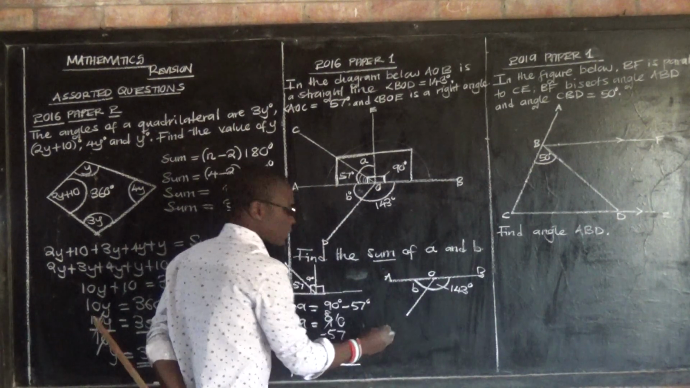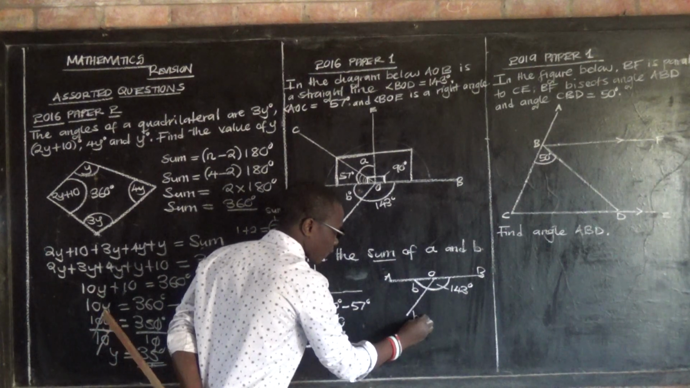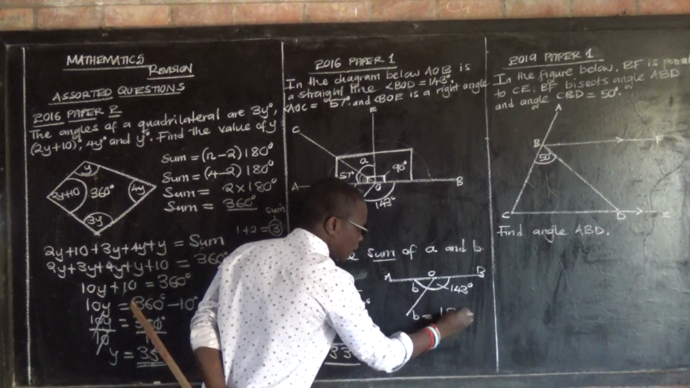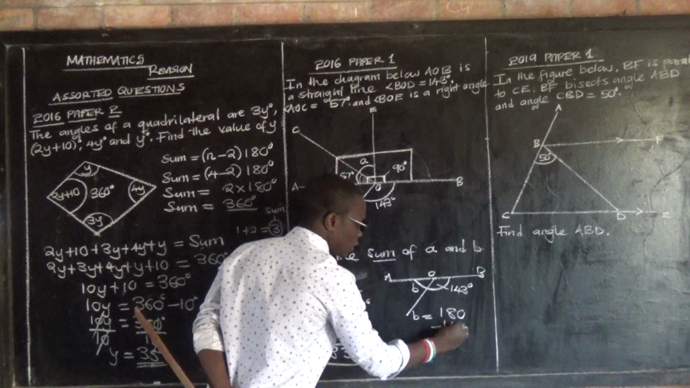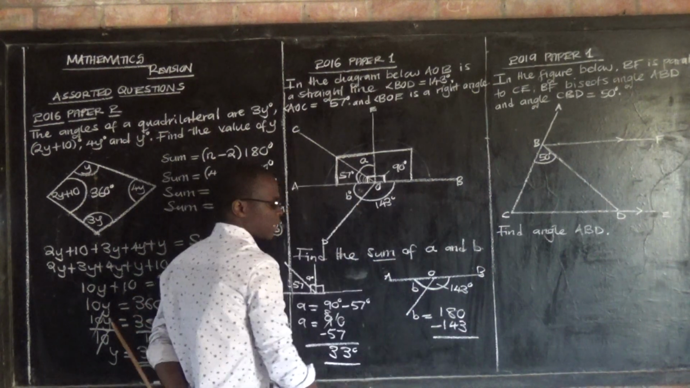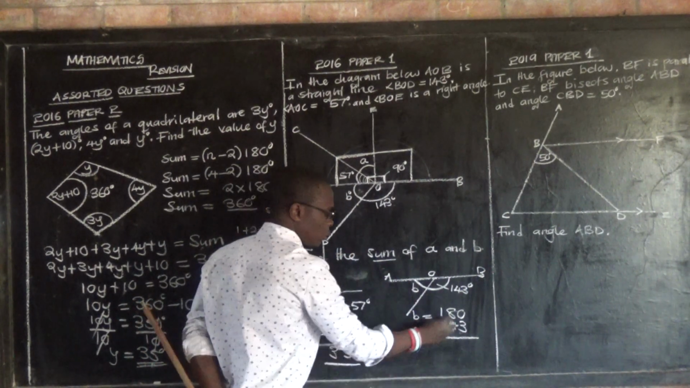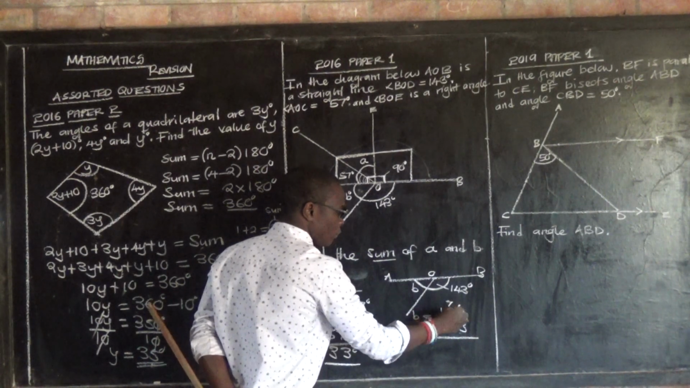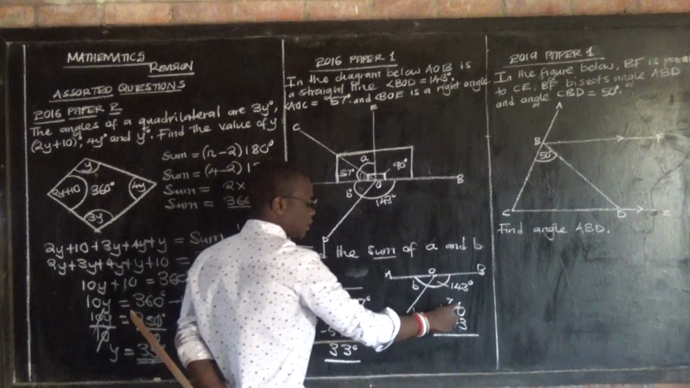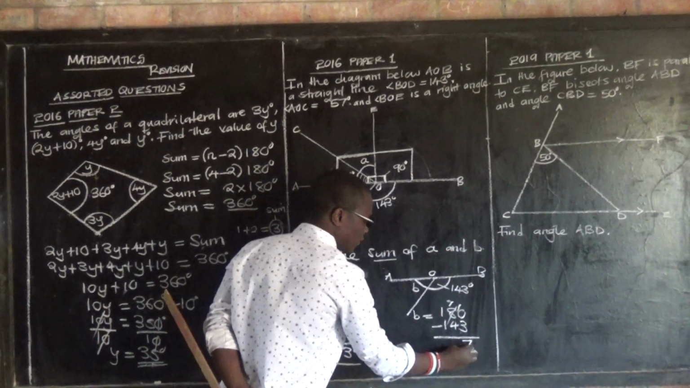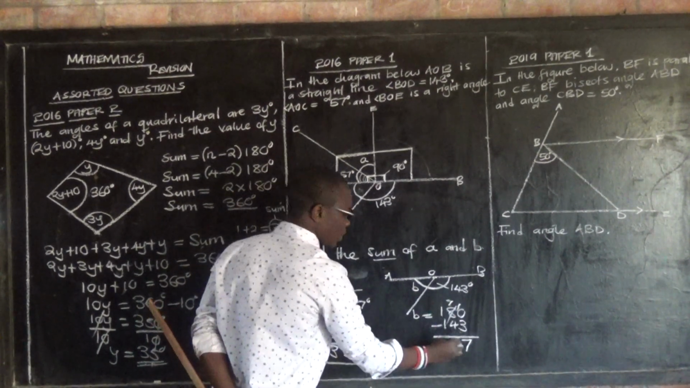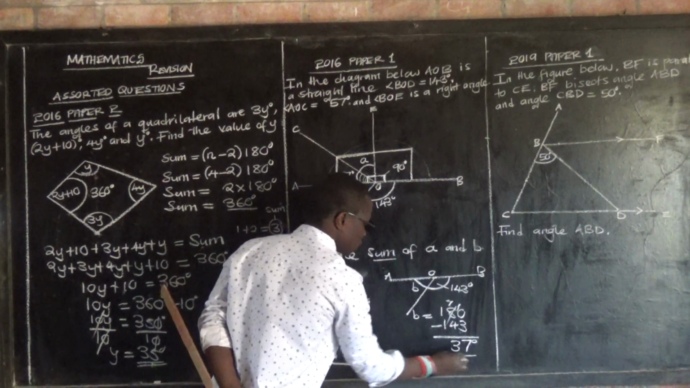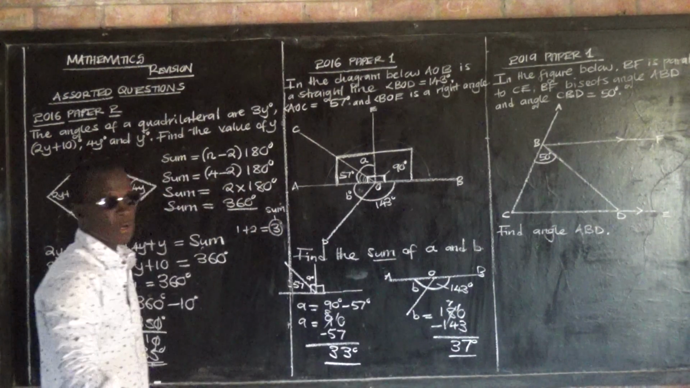So finding B, I'm going to say B is equal to 180 minus 143. Are we together, guys? So 0 minus 3, borrow 1. Then this one becomes 7 and this one becomes 9. So 10 minus 3 you get 7. Then 7 minus 4 gets 3. So you have 37.